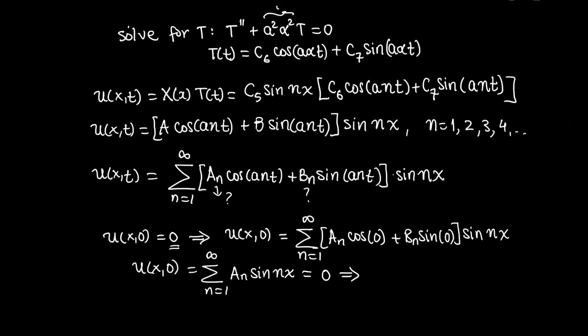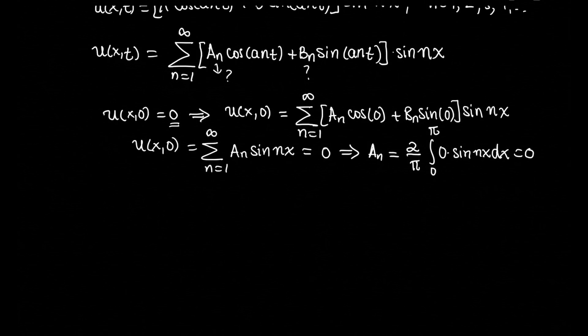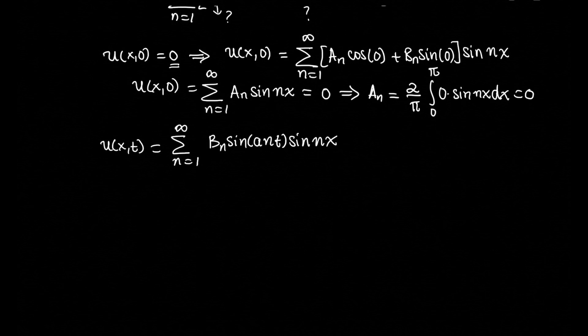Then from here, an is just the Fourier series coefficient, which is 2 over pi, integral from 0 to pi of the function 0 times sine of nx dx, which just gives you 0. With an being 0, you have u(x,t) equal to the summation from n equal to 1 to infinity. an is 0, so you are left with bn sine of a n t sine of nx. Now I need to find bn again.